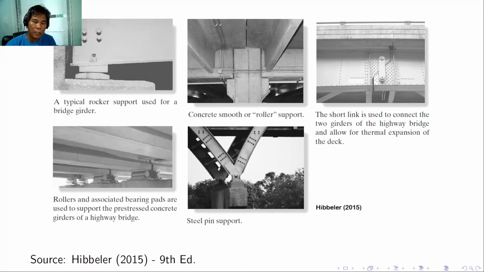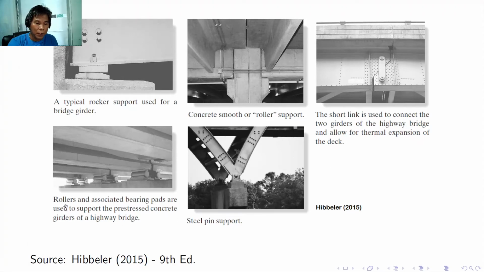Here is an actual structure. The first one is a typical rocker support, which is used for a bridge girder. And the next picture is a concrete smooth or roller support. It is resting on the concrete column. Also, we have a short link which is used to connect the two girders of the highway bridge and allow for thermal expansion of the deck.